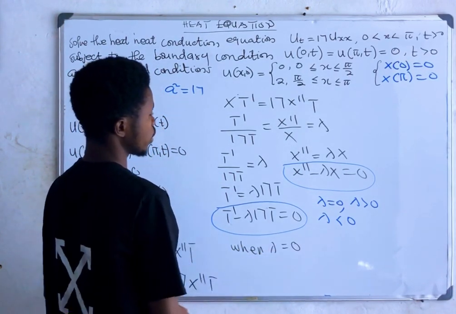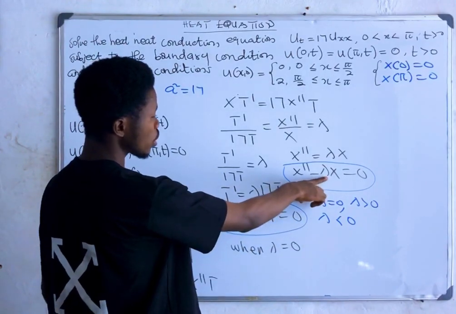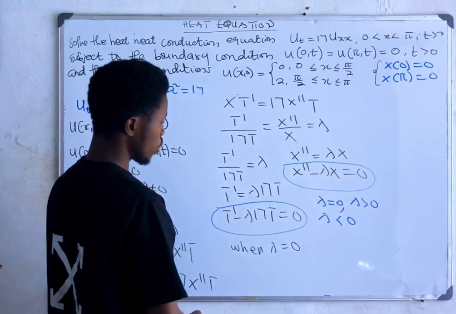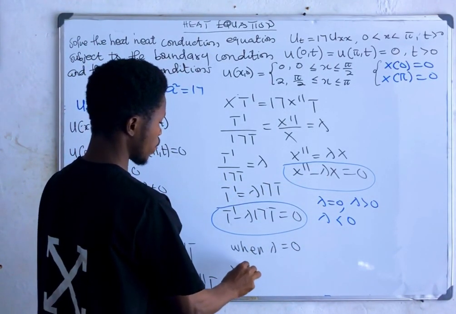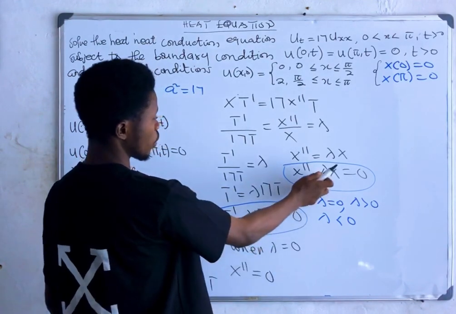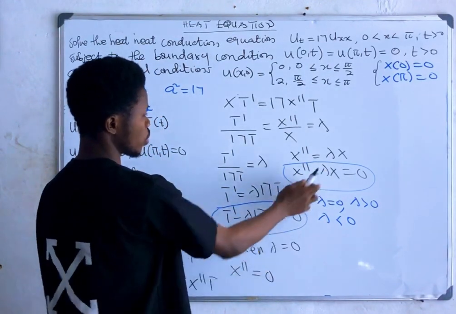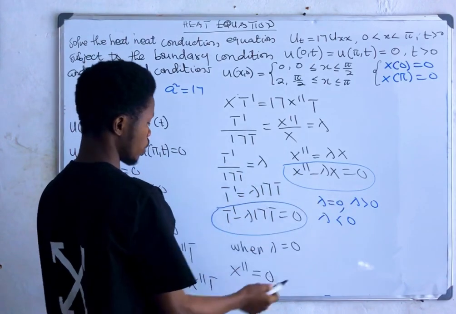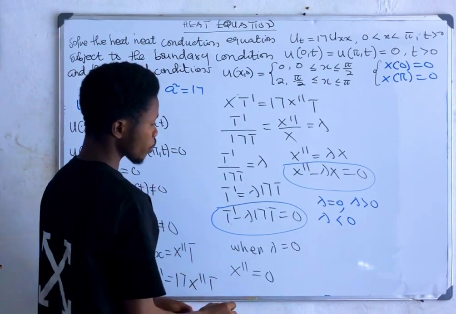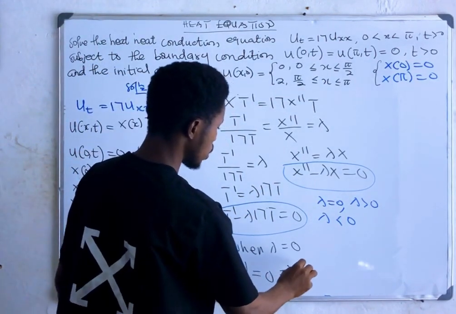You come back here. Then you substitute wherever you see lambda, you put 0 there. So when I do that, I'll have x prime prime equals 0, because if I put 0 here, everything will go to 0. 0 times the function x will be 0. So here, we need to what? Integrate.